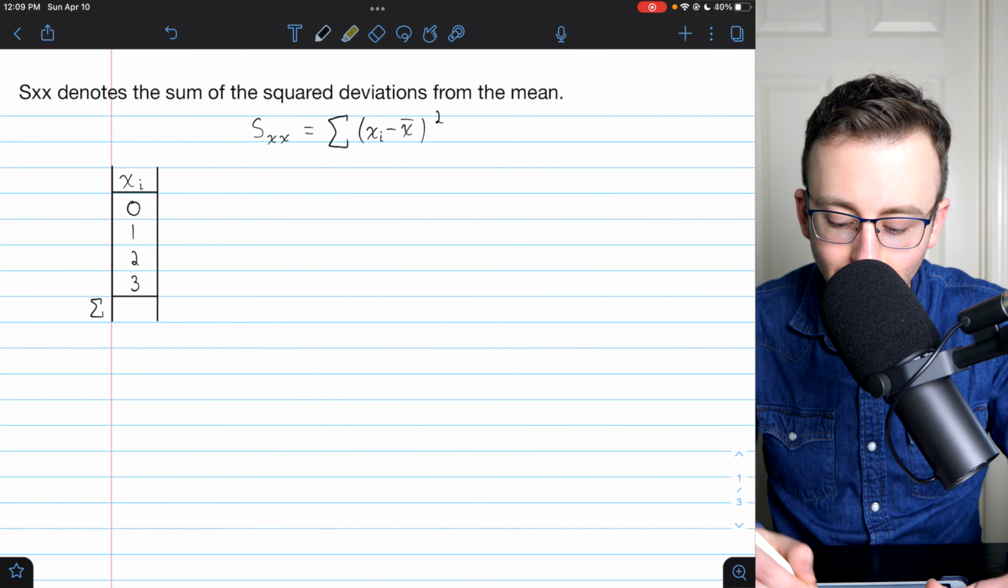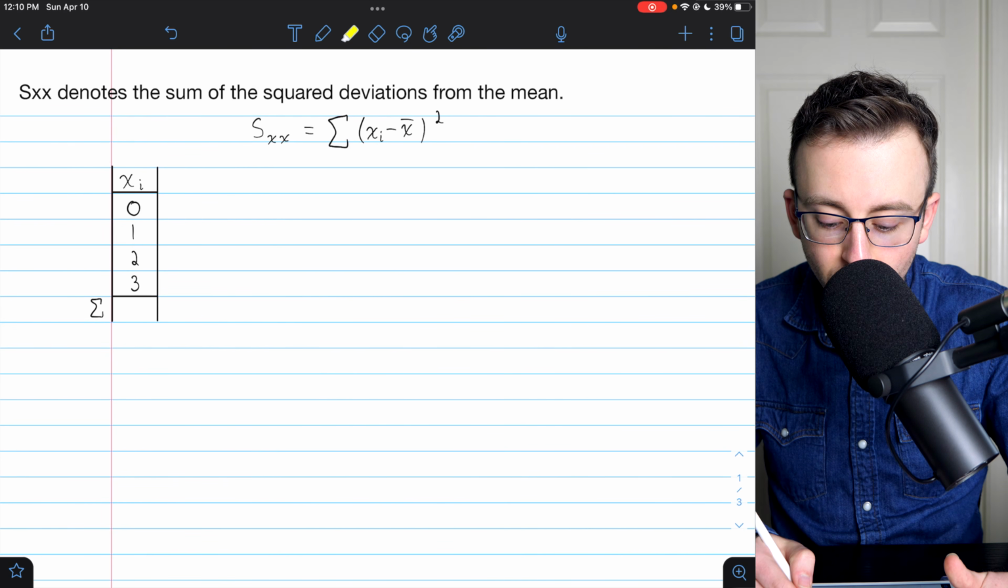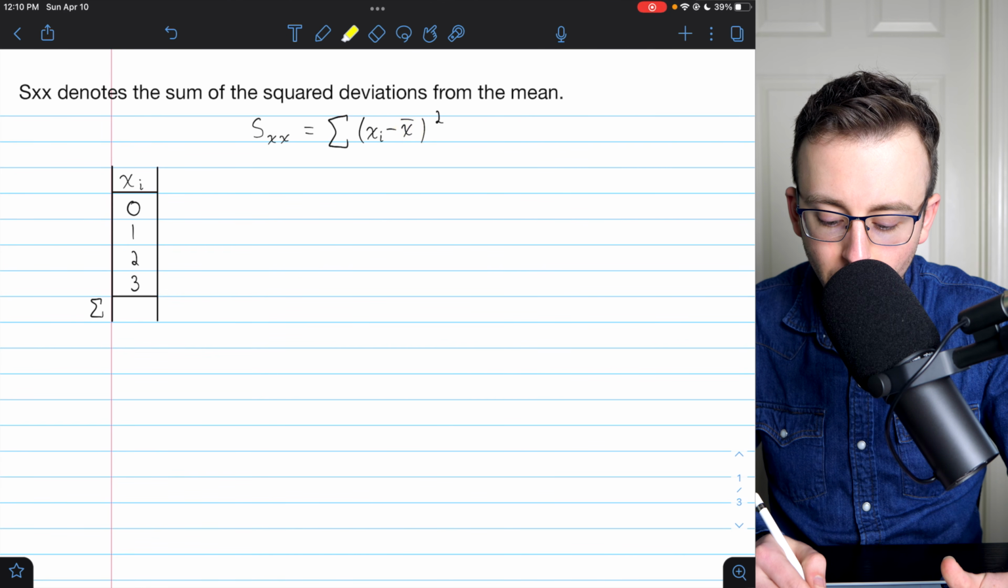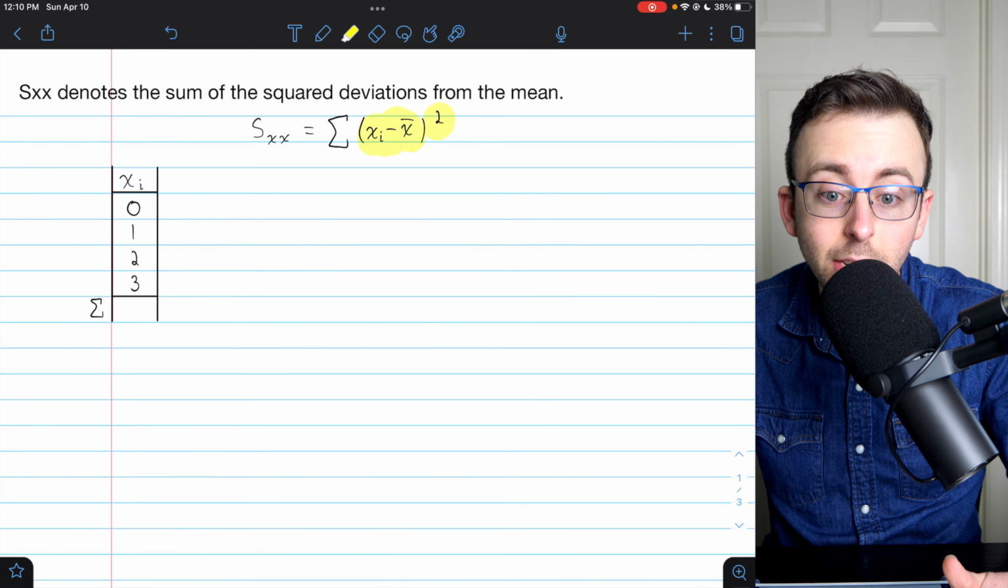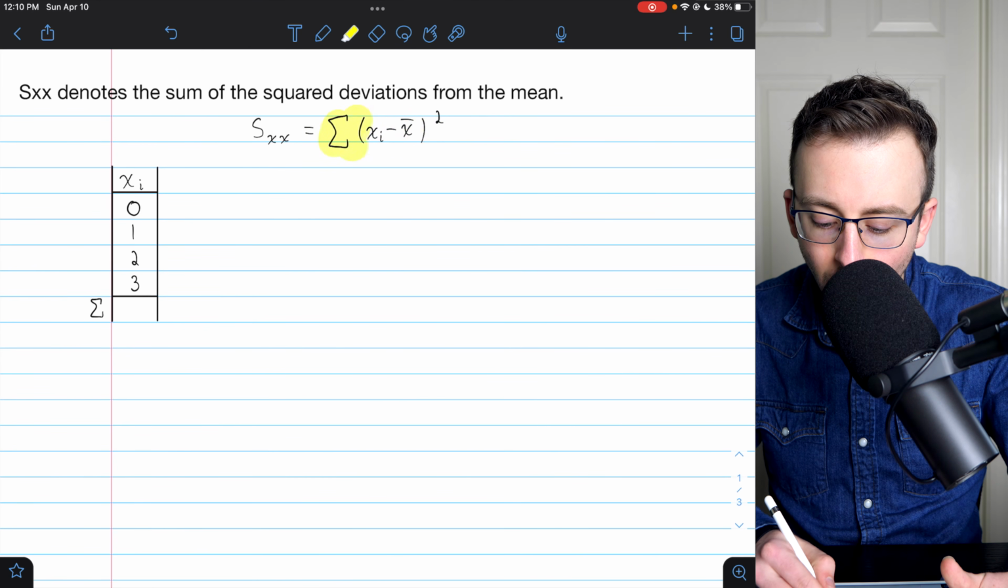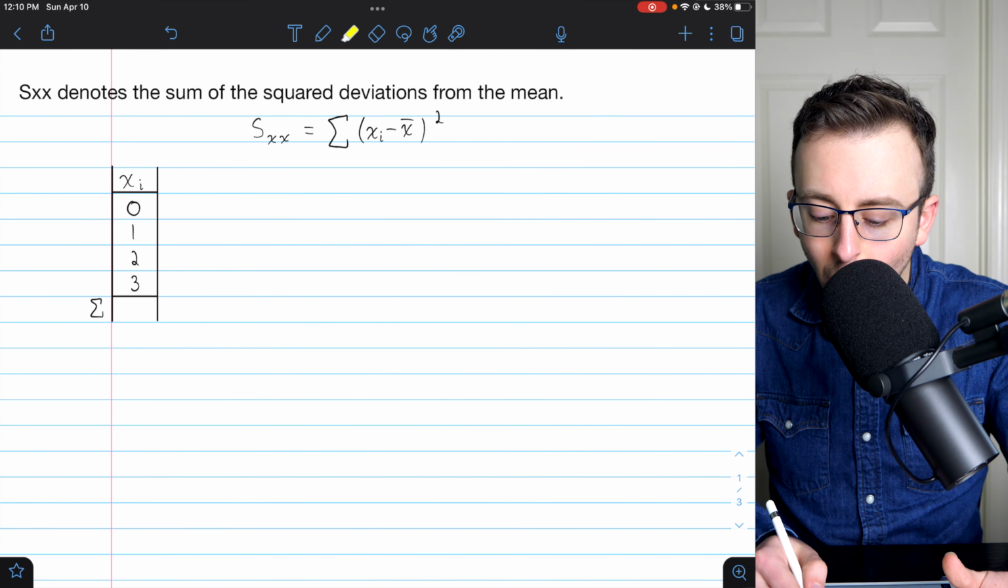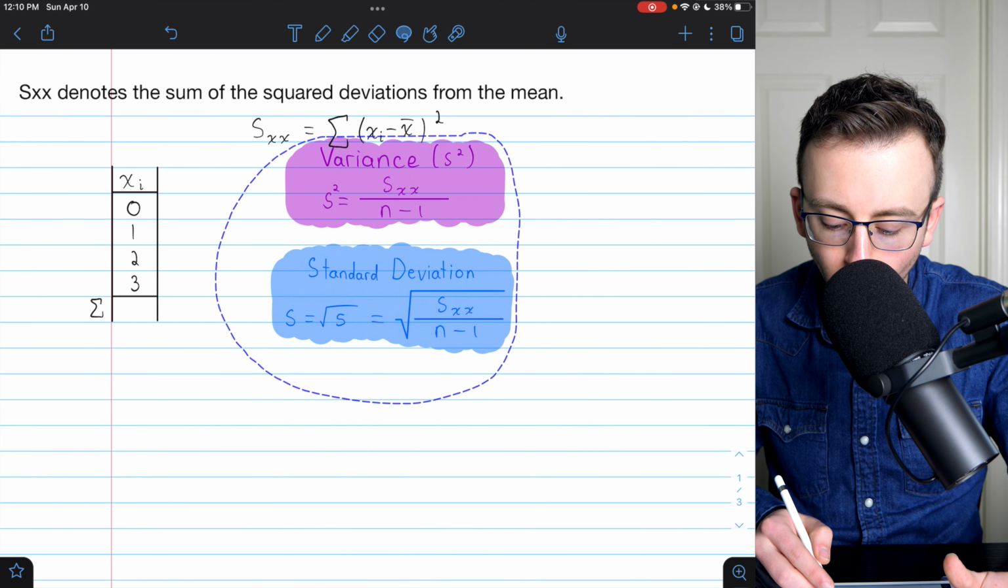the mean. That's it. SXX says to calculate the mean of our data set, then for each data value, take that value and subtract the mean and square the difference, and then add that all up for every data value. That's it. Now, why is this SXX important at all?